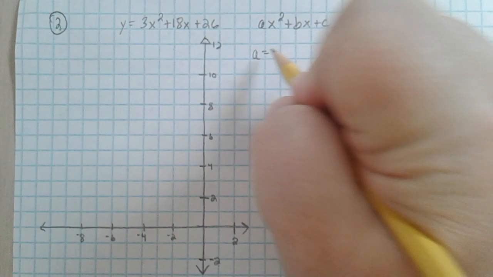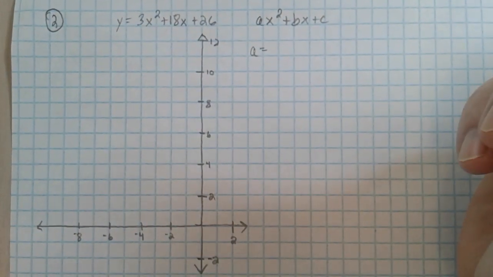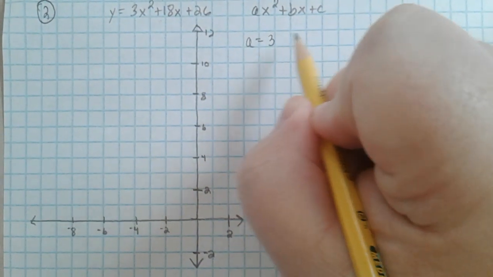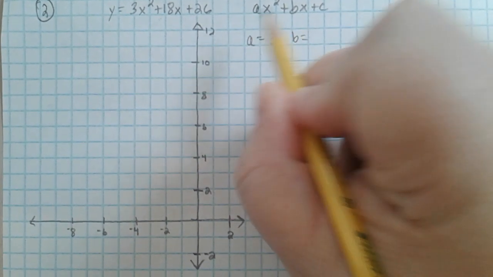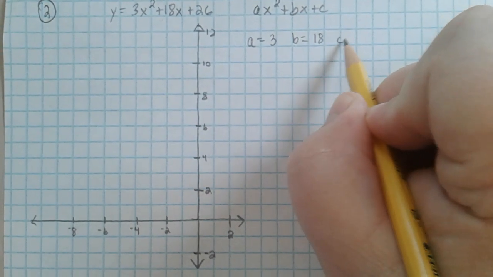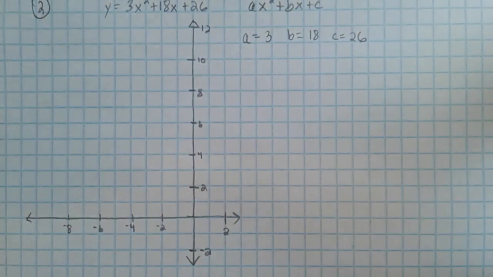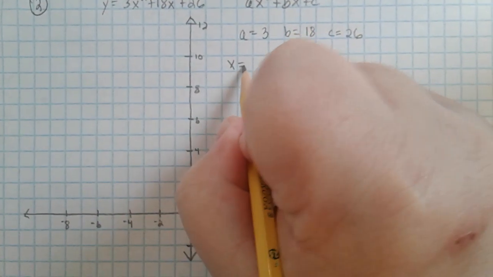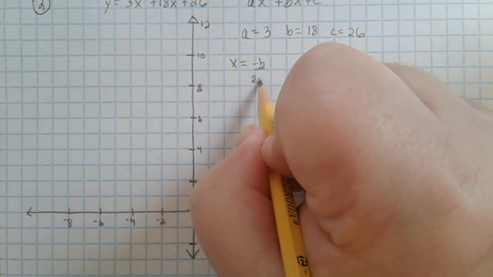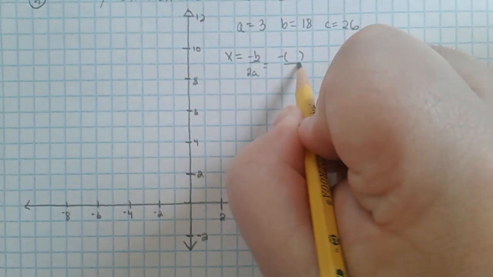Okay, so the vertex form kind of stands out because you see the parentheses. So my a is 3, my b value would be 18, and my c value would be 26. So I want to find the x coordinate of my vertex. That's negative b over 2 times a.